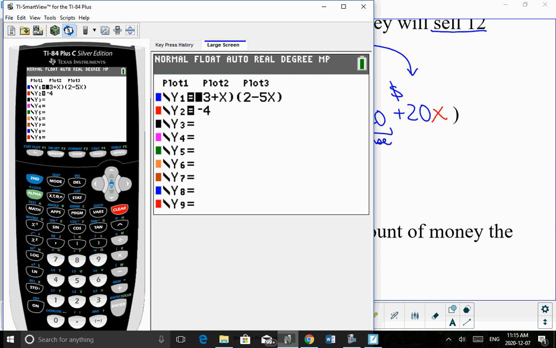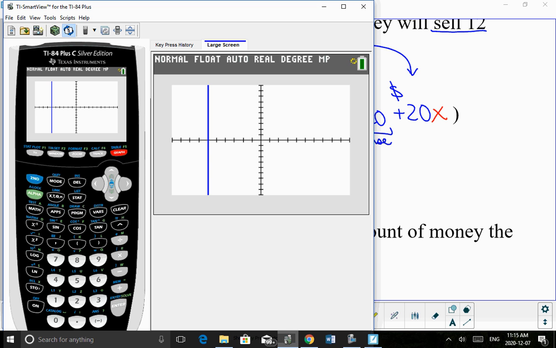So 150 minus 12x, 120 plus 20x. Okay, so when I go graph, I'm not expecting much actually, so I've got like a straight line going up, but that's it. So I'm going to have to just start from scratch here.